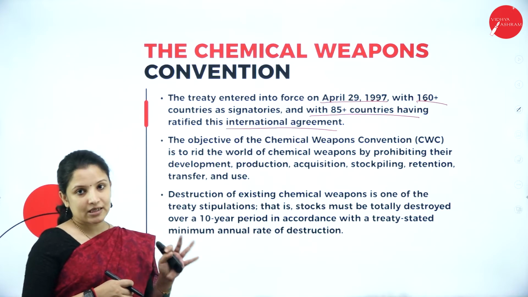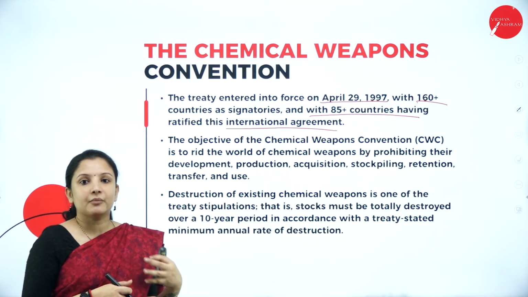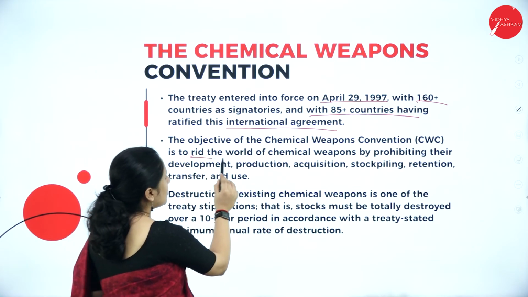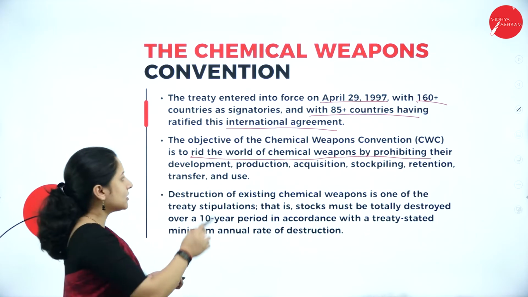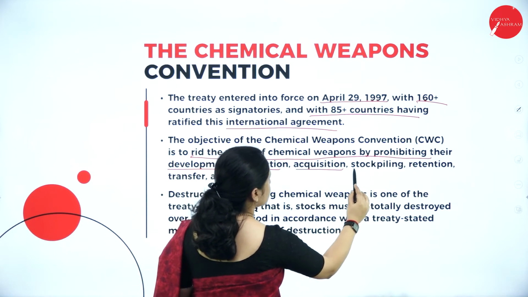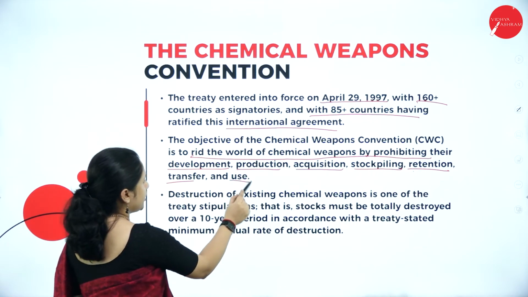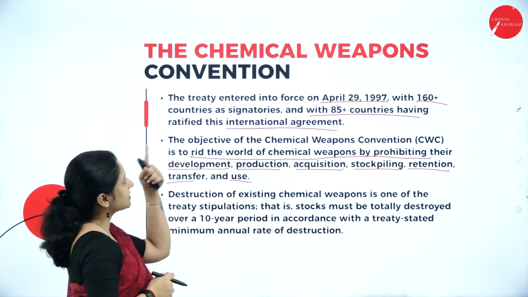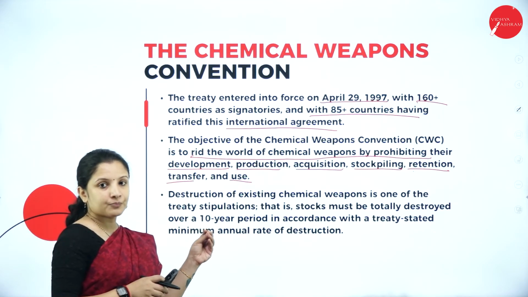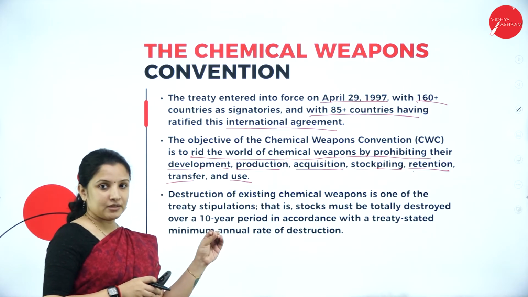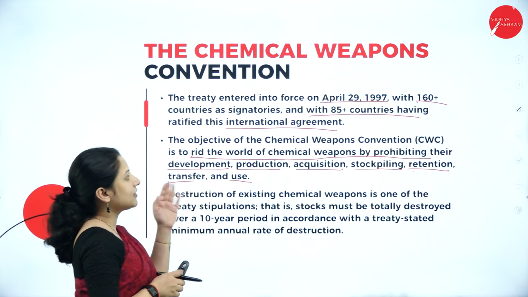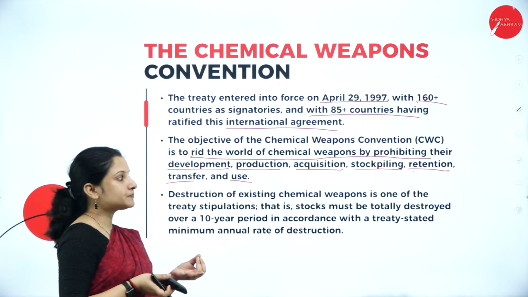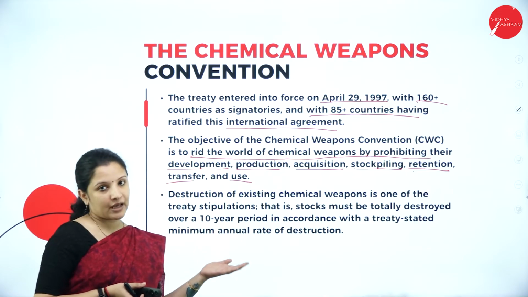So what is this Chemical Weapons Convention? The name itself suggests it has something to do with chemical weapons, right? The objective of the Chemical Weapons Convention, that is CWC, is to rid the world of chemical weapons by prohibiting their development, production, acquisition, stockpiling, retention, transfer and use. So those countries who have signed the treaty, they are supposed to prohibit the development, prohibit the production, or stop acquiring or stocking or retention or transfer and use of chemical weapons.